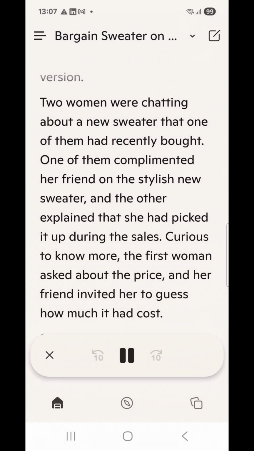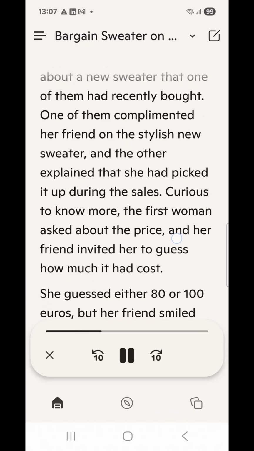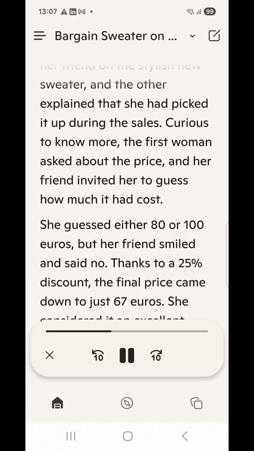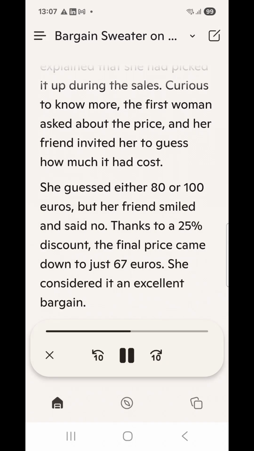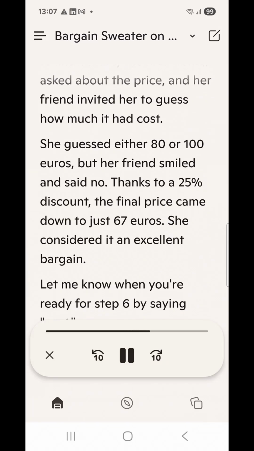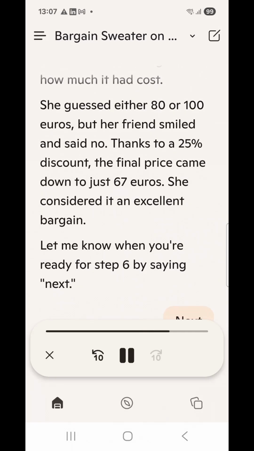Oh, what a lovely new sweater you have. It looks absolutely stylish on you. Oh, thank you. I actually picked it up during the sales recently. Really? Well, how much did it cost you, if you don't mind me asking? Go on, have a guess. I'd say maybe 80 or 100 euros? Nope. Thanks to a 25% discount, I got it for just 67 euros. I think it's an excellent bargain.